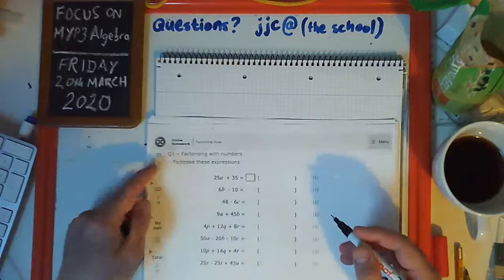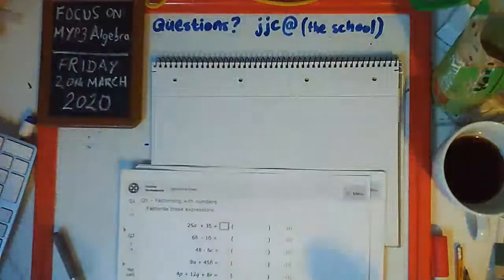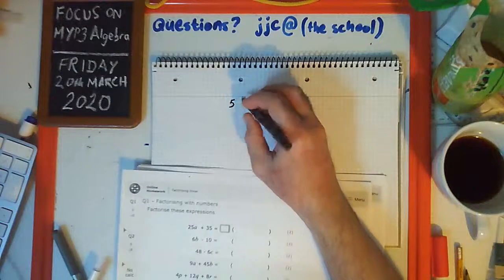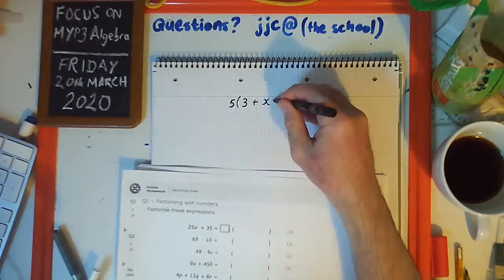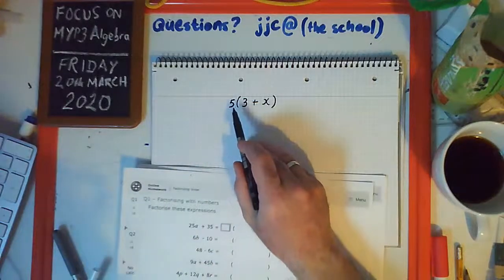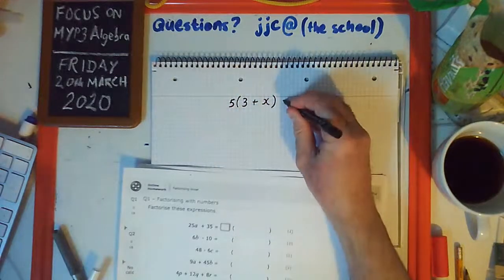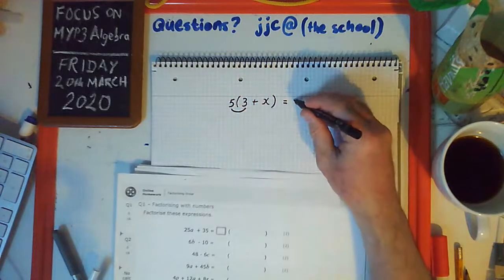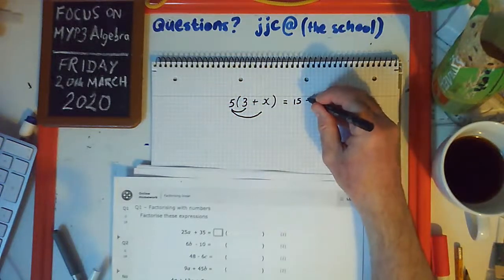Factorize these expressions. So just to recap about what factorizing is, let's get the big pen for this. If you see a number multiplied by something in brackets, so 5 in front of 3 plus x, that's a multiplication. That means 5 times the whole of the bracket. So if you want to write that without the bracket, it's 5 times everything in the bracket. So 5 times 3 is 15. 5 times x is 5x.